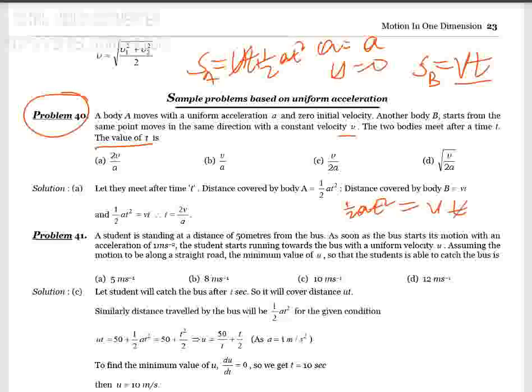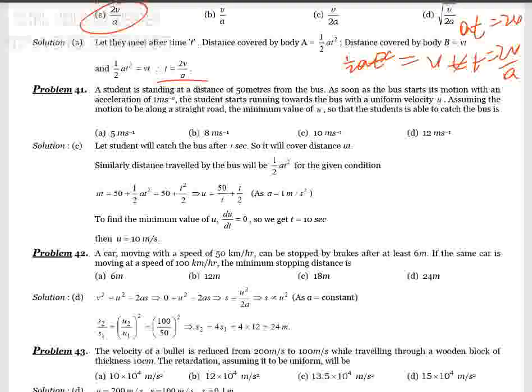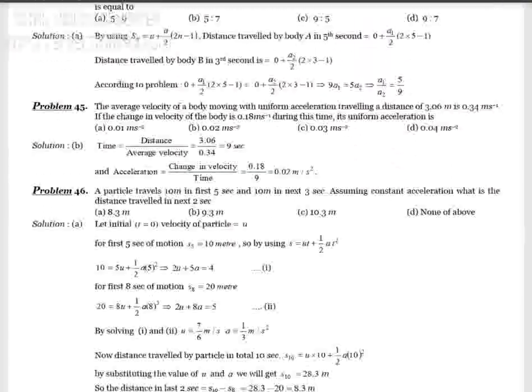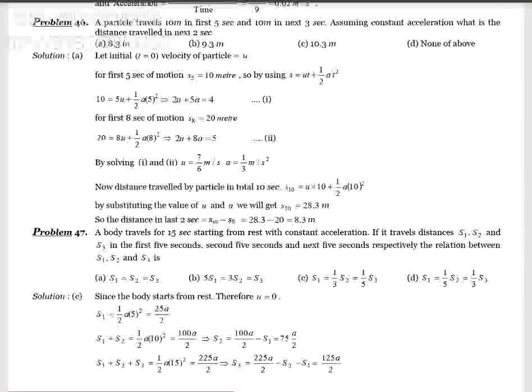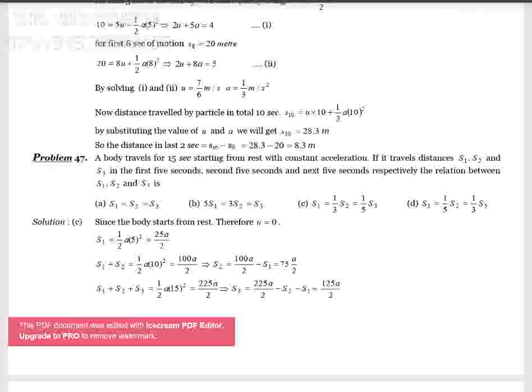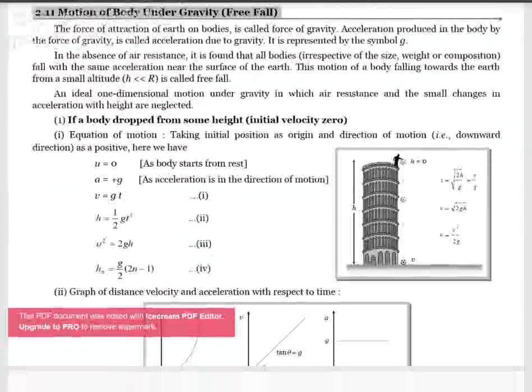Therefore, 1 over 2 at square is equivalent to vt. From both sides, t is cancelled, and finally, multiplying both sides by 2, at is equal to 2v, and finally t becomes 2v over a. Therefore, 2v over a is the answer. The answer is a. Do the rest by yourself. It's a solved problem. Therefore, you can get the steps as well as the final answer from the question.